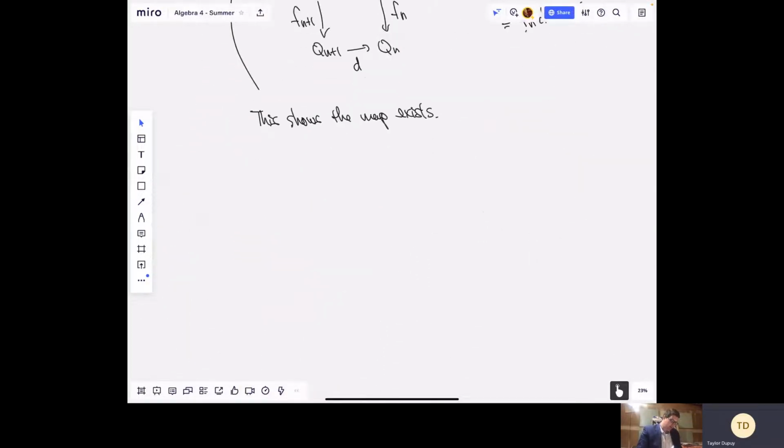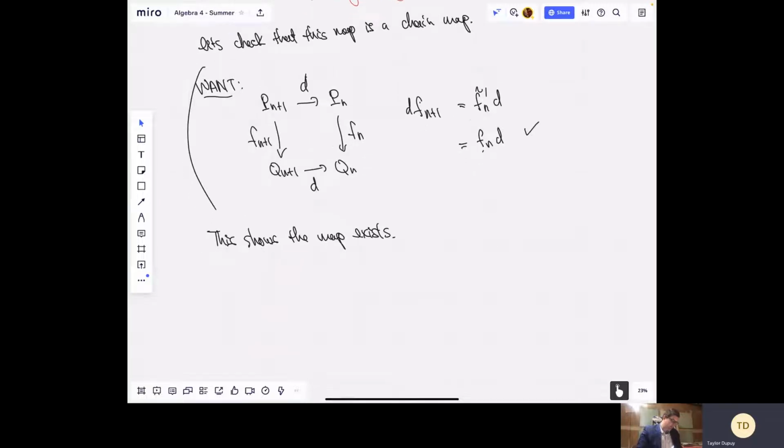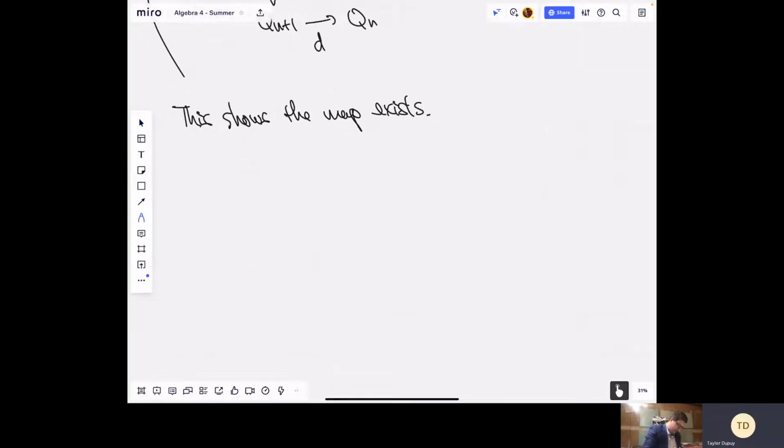All right. So what remains to show is the uniqueness up to chain homotopy. So that's what I'm going to prove now. Uniqueness.